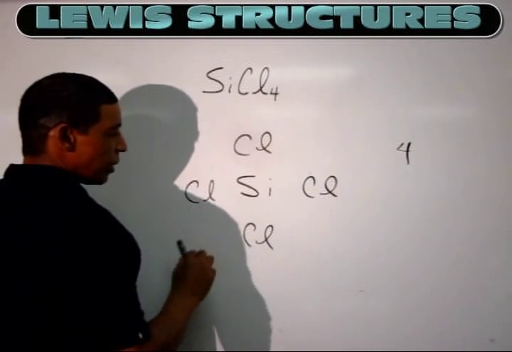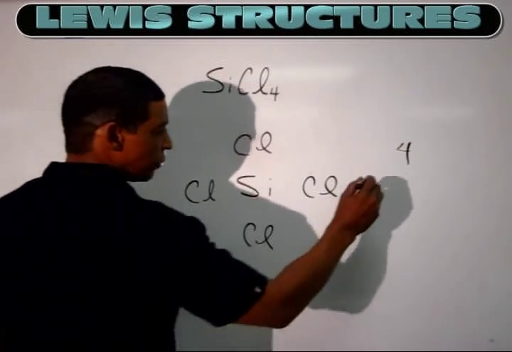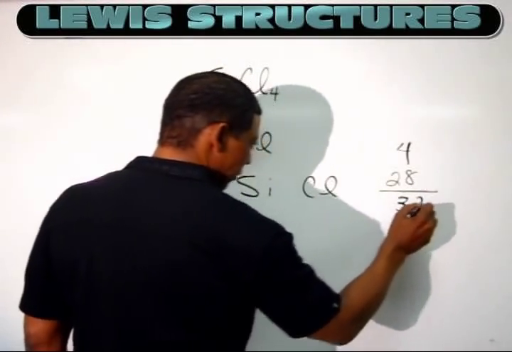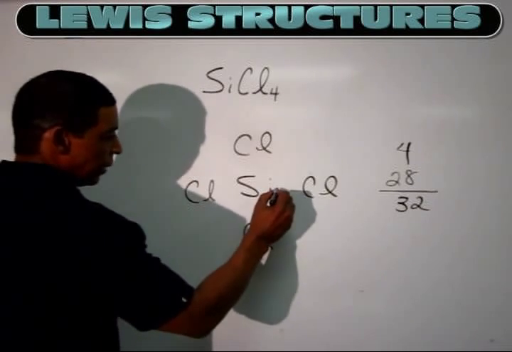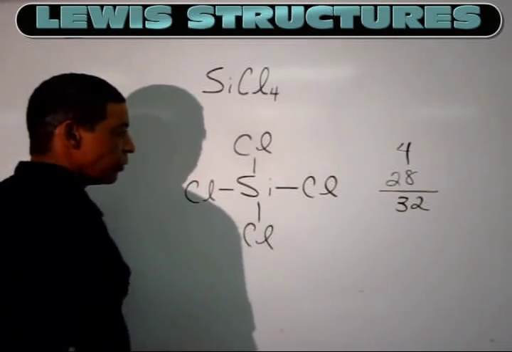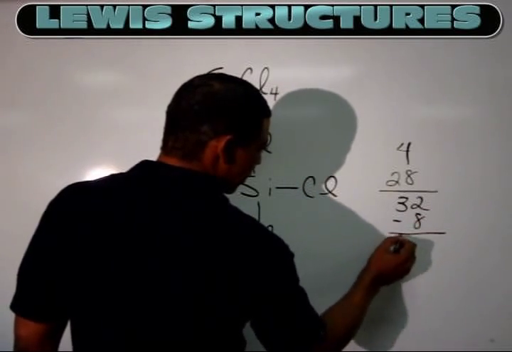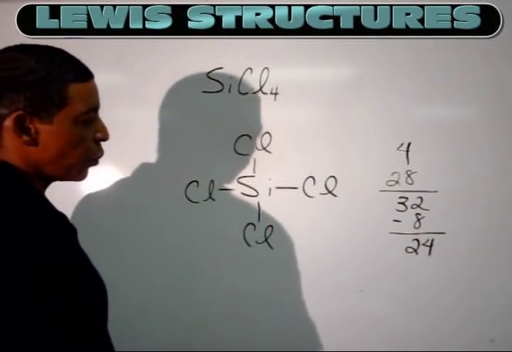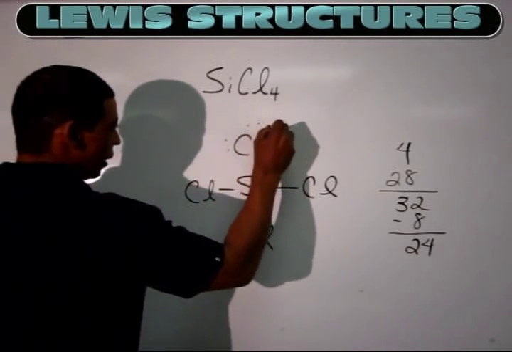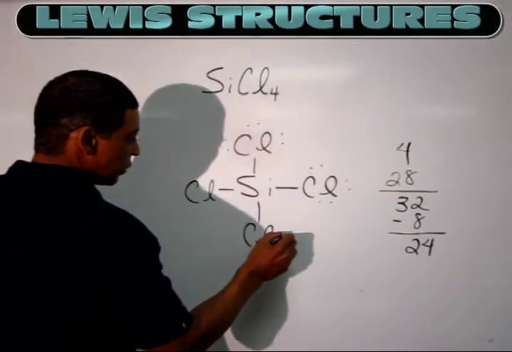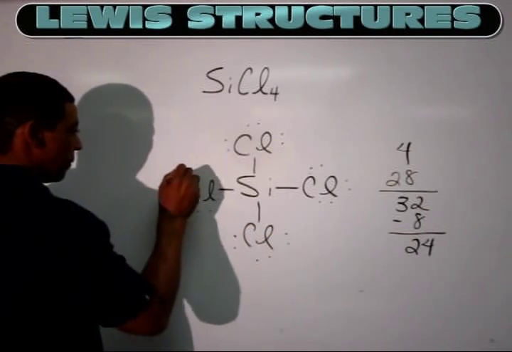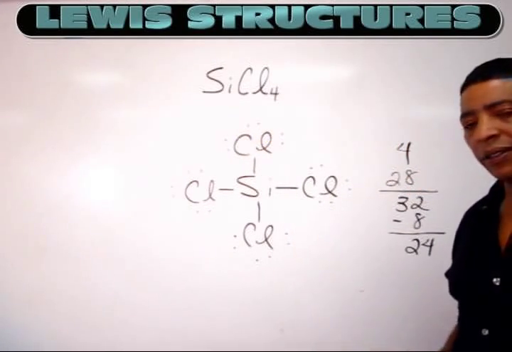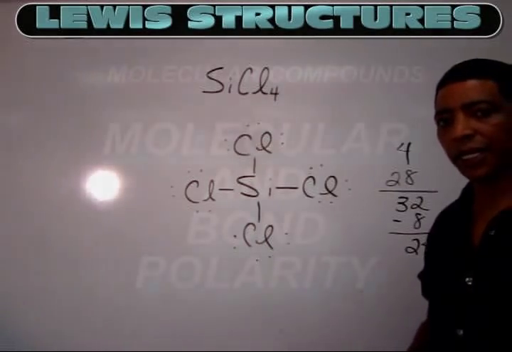However, there are 4 Cls. So 4 times 7 is 28, which yields a total of 32 electrons. Connecting the central atom to the chlorines will consume 8 electrons, which leaves 24. The 24 remaining electrons are now used to satisfy the perimeter atoms, which are the chlorines. This represents the proper Lewis structure for a compound known as silicon tetrachloride.